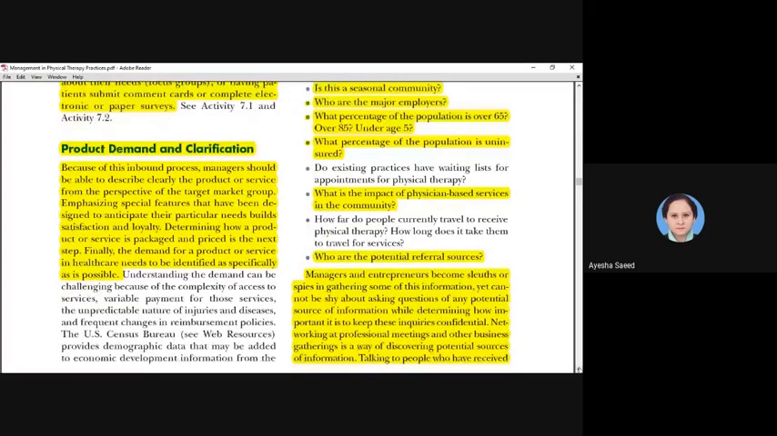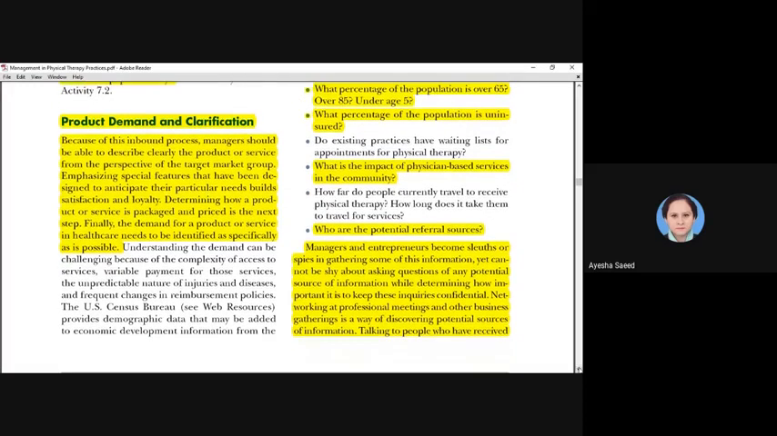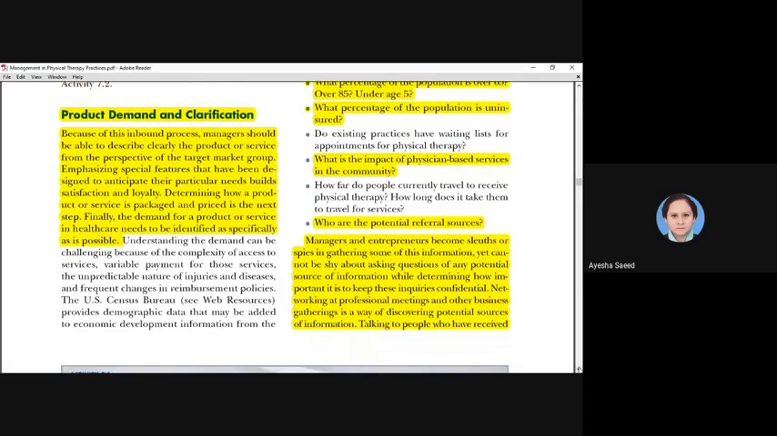Managers and entrepreneurs become spies in gathering some of this information, yet cannot be shy about asking questions of any potential source of information, while determining how important it is to keep these inquiries confidential. Networking at professional meetings and other business gatherings is a way of discovering potential sources of information.